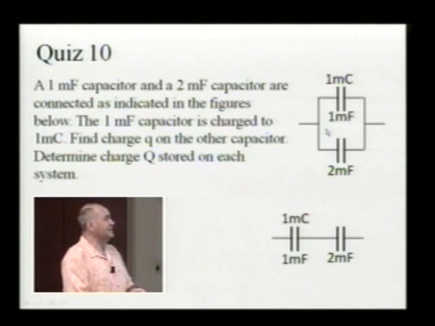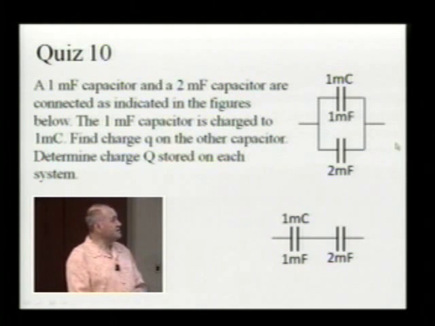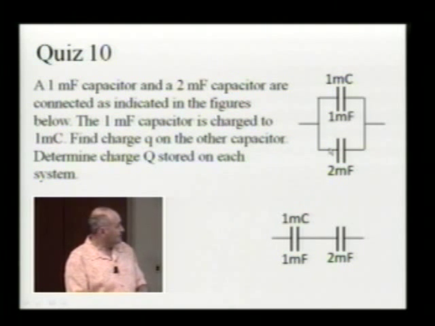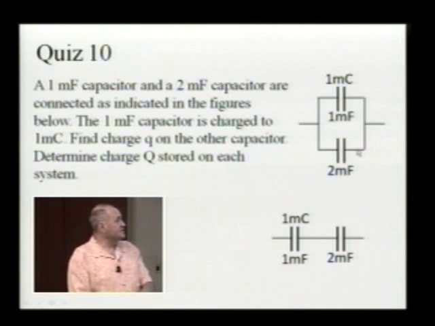All right, now let's take a look at this system. Here, I can recognize that potential on this side of the top capacitor is the same as potential on the left-hand side of the bottom capacitor, and the potential on the right-hand side of the top capacitor is the same as on the right-hand side of the bottom capacitor.